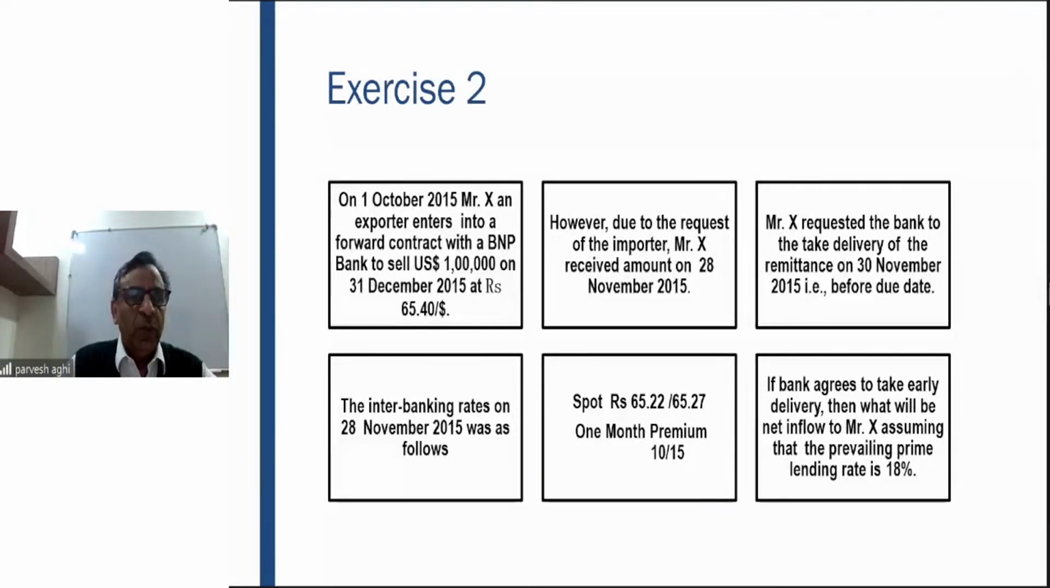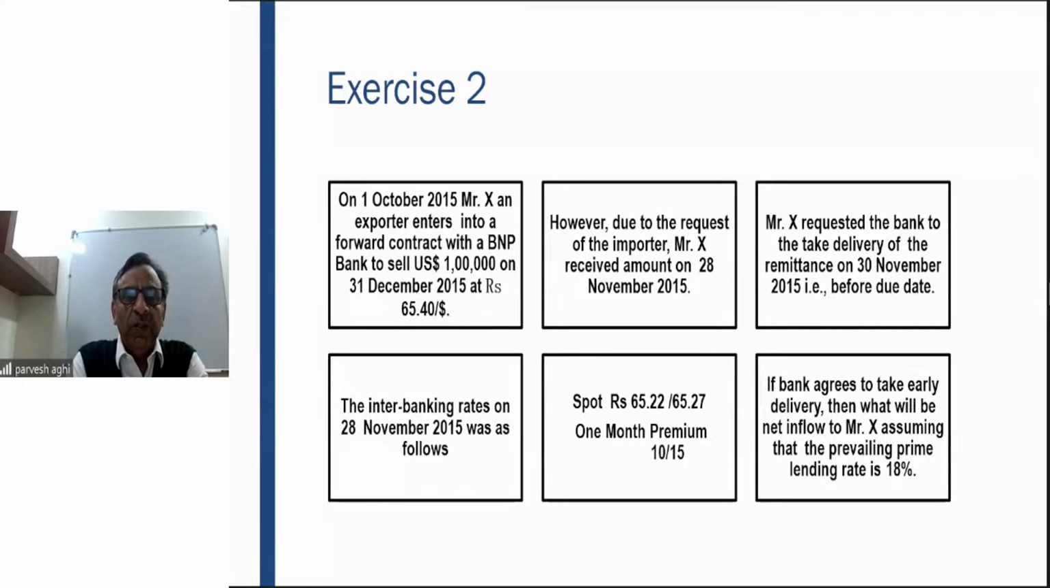65.40. So you are basically an exporter. On 1st of October 2015, he enters into a forward contract with a bank to sell $1 lakh because you're going to get dollars. So you're going to go to the bank and sell these dollars, and the date on which you're going to get dollars is 31st of December 2015. So the bank agreed to give you 65.40 at the time when you're going to give the dollars to them, that is 31st of December.